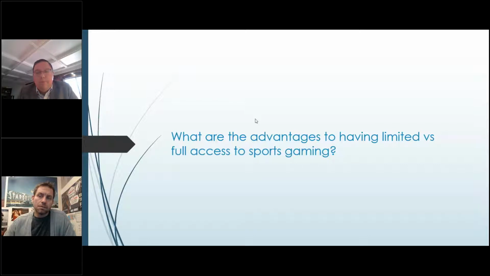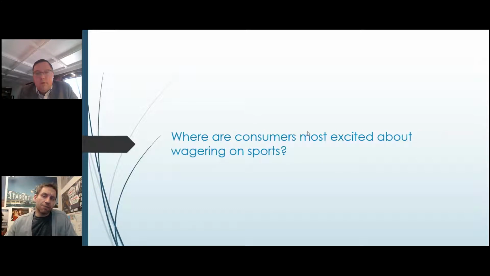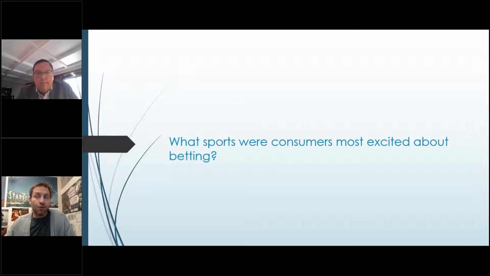angles that are taken. So you spoke about limiting it to brick and mortar. Are there advantages to having limited access versus full access?